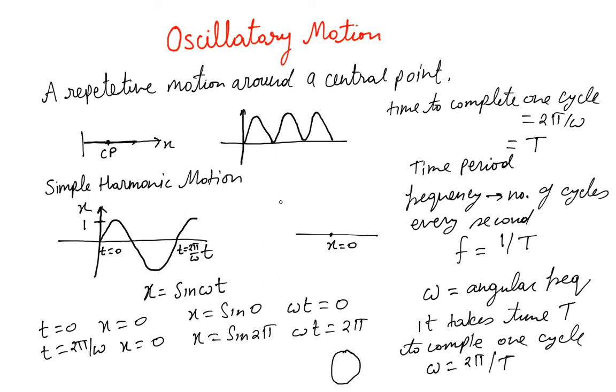So x equals A sine omega t means A is the amplitude, which means instead of going up to a maximum value of 1, the graph is now going to a maximum value of A, capital A. So this is called amplitude, and we'll talk about more variables in the next lecture.